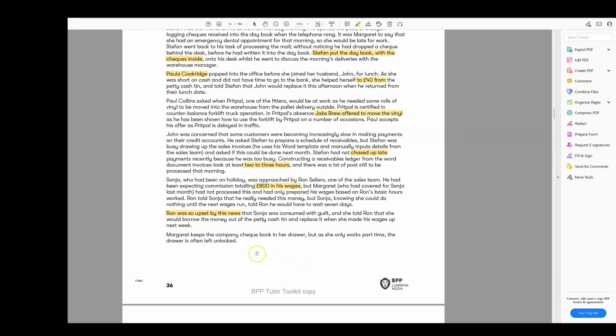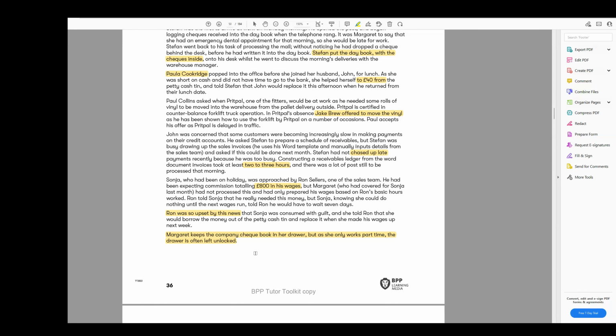Then we have Margaret keeps the company checkbook in the drawer, but as she only worked part-time, the drawer was often left unlocked. So if you keep the drawer unlocked, anyone can access it. So this is a weakness. If there is money or checks in the drawer, you need to make sure it's always locked. So there is no proper control environment in this organization, and there are a lot of weaknesses.